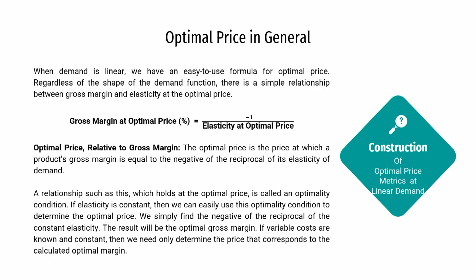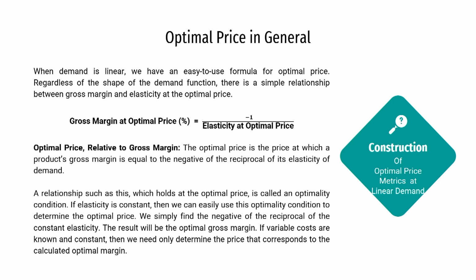So, if you know the elasticity at the optimal price, we can easily calculate the gross margin at that optimal price, irrespective of any additional data, and that is given by this formula: minus 1 divided by the elasticity at the optimal price. The optimal price is the price at which the product's gross margin is equal to the negative of the reciprocal of its elasticity of demand. A relationship like this which holds at the optimal price is called the optimality condition.